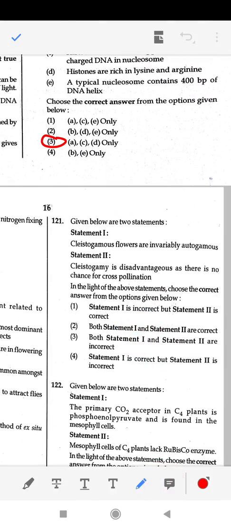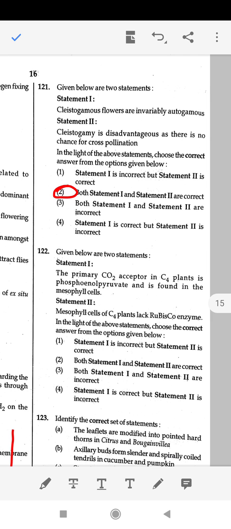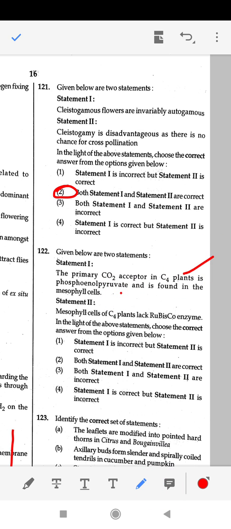Given below are two statements. Read the statements. Cleistogamous flowers are invariably autogamous. Cleistogamy is disadvantageous as there is no chance for cross pollination. Which option will be the right one? 2. Both statement 1 and 2 are correct. Again, given below are two statements. Primary carbon dioxide acceptor in C4 plant is phosphoenol pyruvate and is found in mesophyll cell. Statement second. Mesophyll cells of C4 plant lack Rubisco enzyme. In the light of the above statement, choose the correct answer from the options given below. 2 is the right one. Both statement 1 and 2 are correct.